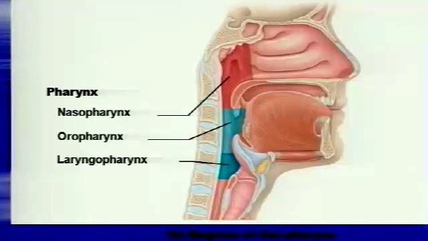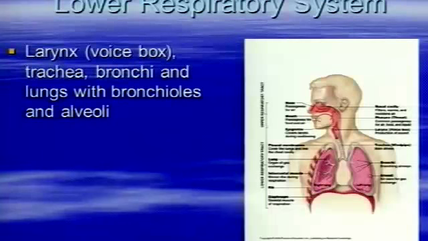Three parts of the, did I go backwards? I thought I already had this picture. No, I'm going in order. The three different parts of the pharynx there. So larynx is going to be our voice box. It's at the top of the trachea. Then it's going to break down to bronchi, bronchioles, and alveoli.